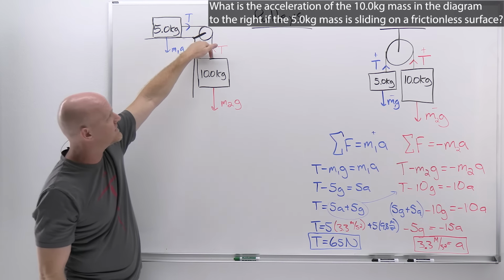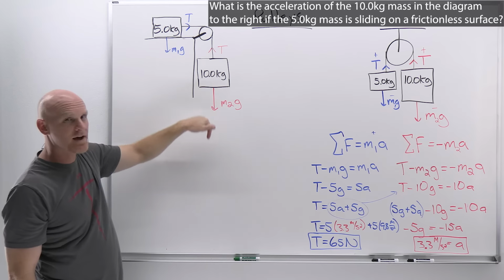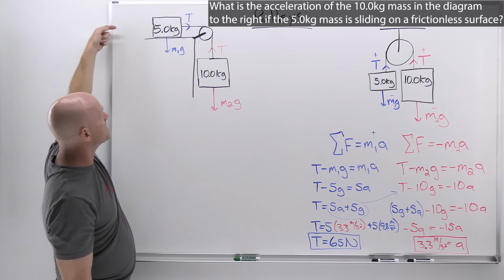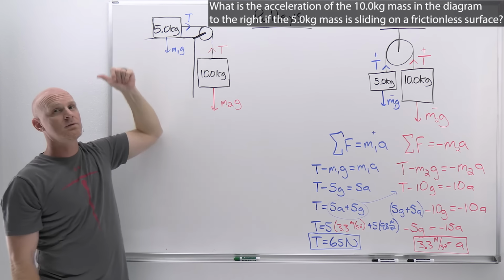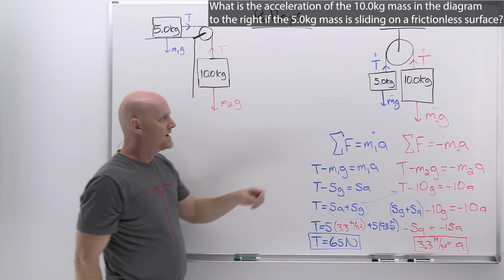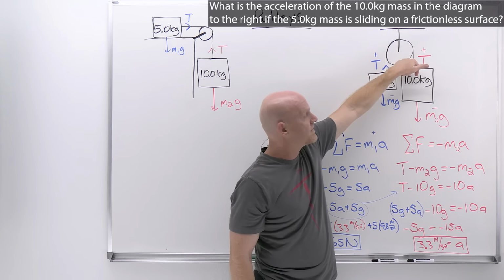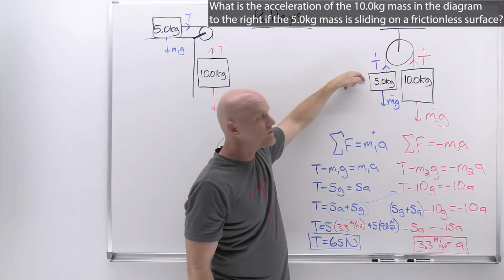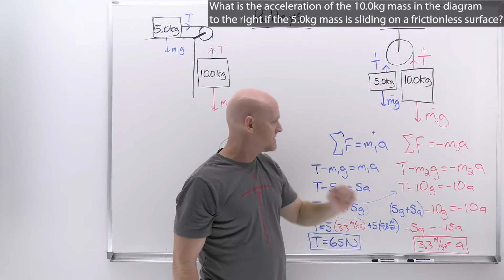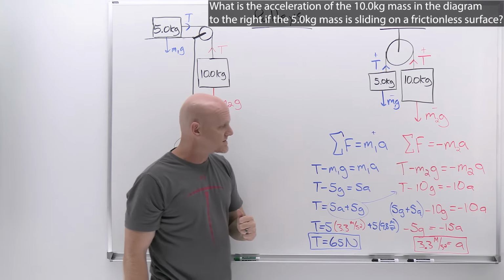But we can see that this 10 kilogram mass is going to accelerate downward. That's going to pull the 5 kilogram mass to accelerate to the right, but there's nothing pulling back to the left. So we've got a little bit different setup here. In the previous case, we had the 10 kilogram mass causing the pulley to rotate clockwise by pulling down, but this one was resisting it, trying to pull back the opposite direction. The acceleration ended up at 3.3 meters per second squared.